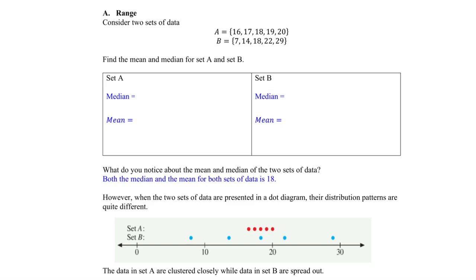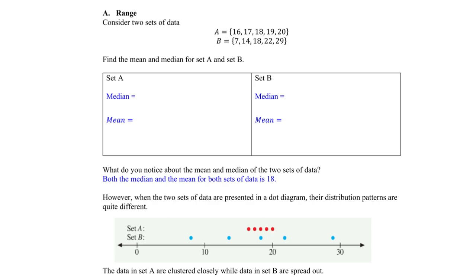Hello everyone, welcome to this video where we are going to explore range. Let's consider two sets of data here, which is already arranged in ascending order. Set A and set B. Let's have a closer look at the mean and median for these two data sets, alright?